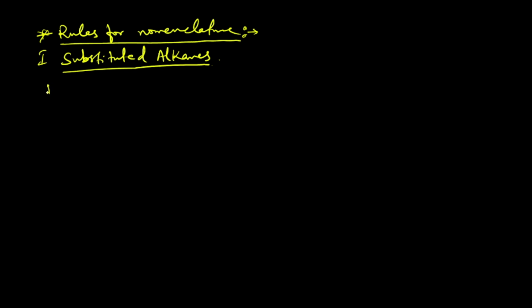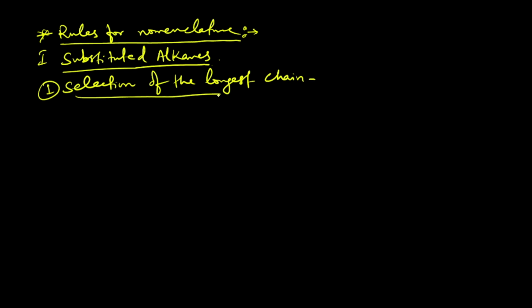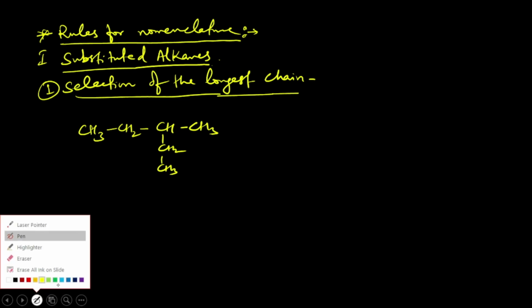So the first rule will be the selection of the longest chain. How are you going to select the longest chain? See, if this is the example, CH3, CH, CH3, CH2, CH3. I hope you know this. In this, how are you going to select the longest chain? See, 1, 2, 3, 4. 1, 2, 3, 4, 5. I will just change the color so it will be easy for you.